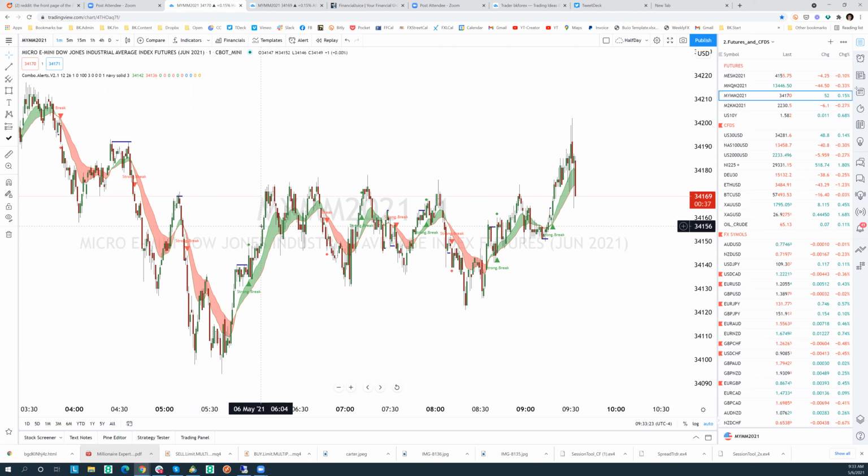Now, does it always work? No, of course it doesn't always work. Where am I looking here? So these are what you always want. Where was I looking to fade the move?